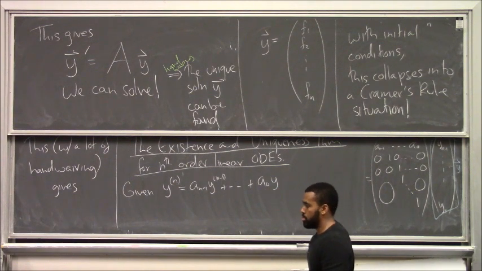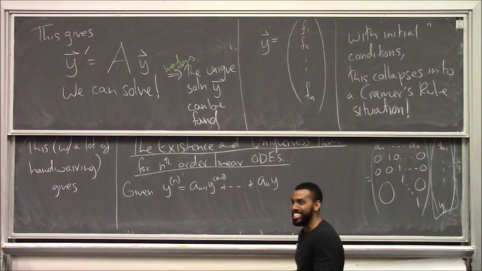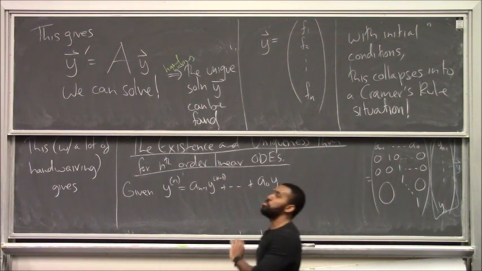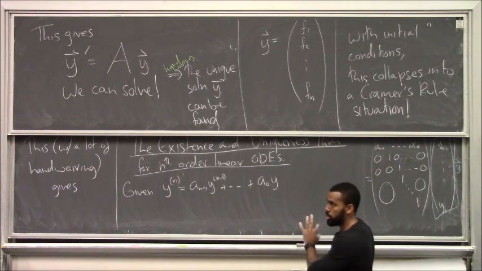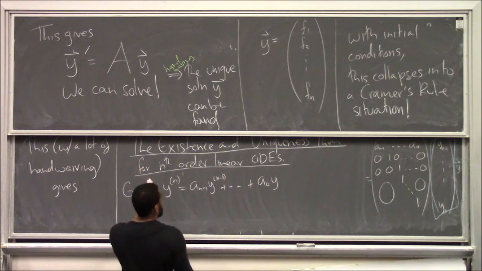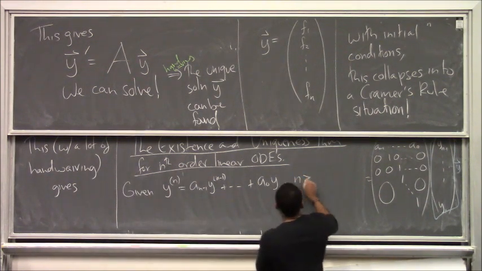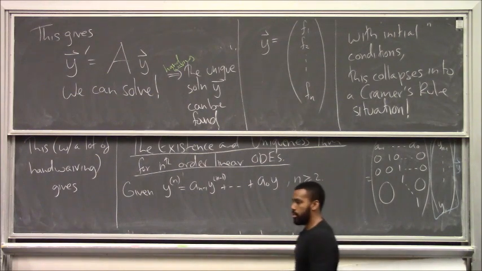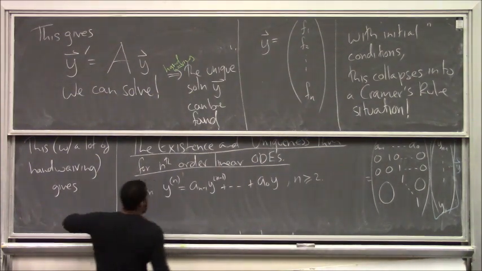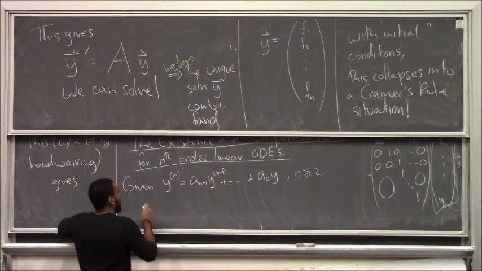Right. But I just want to prove it in the nth case and then just say the 2 is a special case. The 1 is an even more special case. You can't really do this treatment with first order ODEs. But once we have an nth order where n is greater than or equal to 2, this theorem will take effect. I mean, it does take effect more in general.